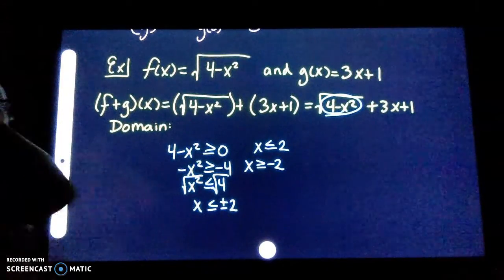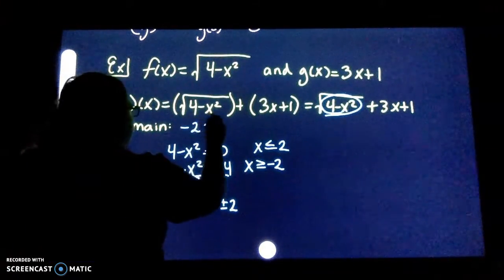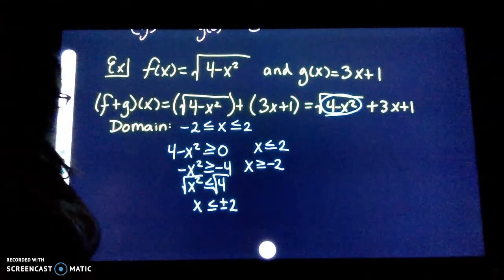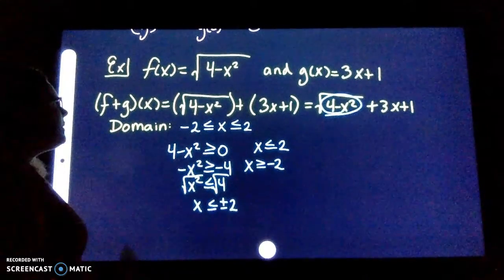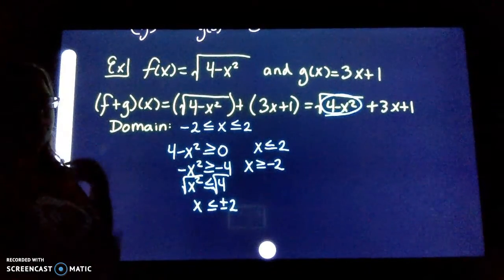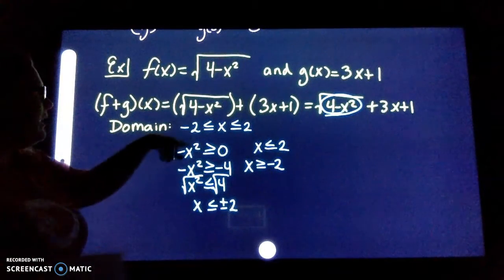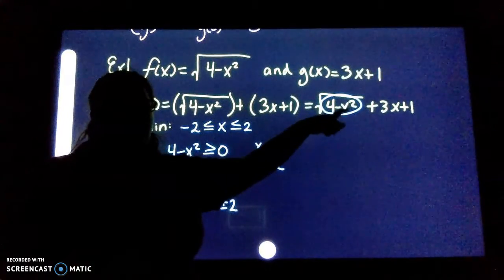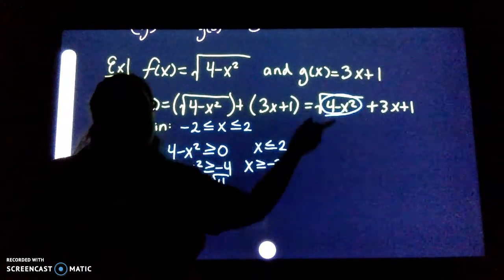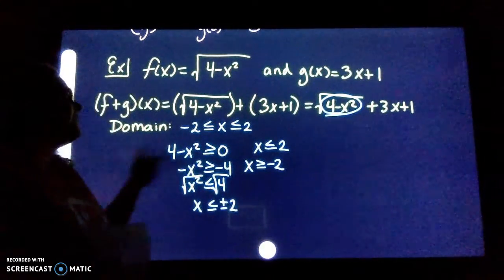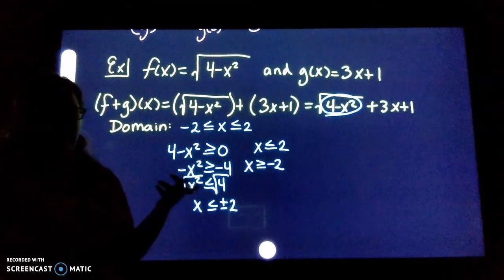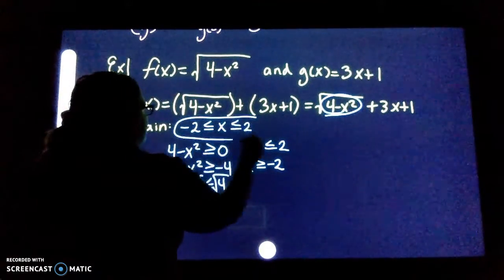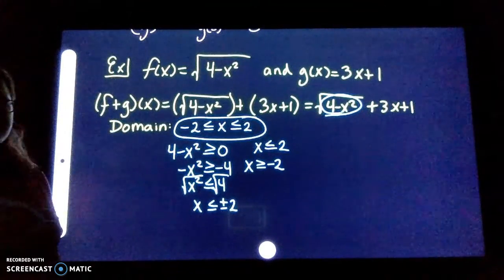So then my domain is going to be negative 2 less than or equal to x less than or equal to 2. You can check it by picking a number that exists outside of that domain, for instance 3. If I plug 3 in for x, 3 squared is 9, 4 minus 9 is a negative 5. I can't take the square root of a negative 5, so that number can't possibly exist in my domain. So the only numbers that do work are these numbers.